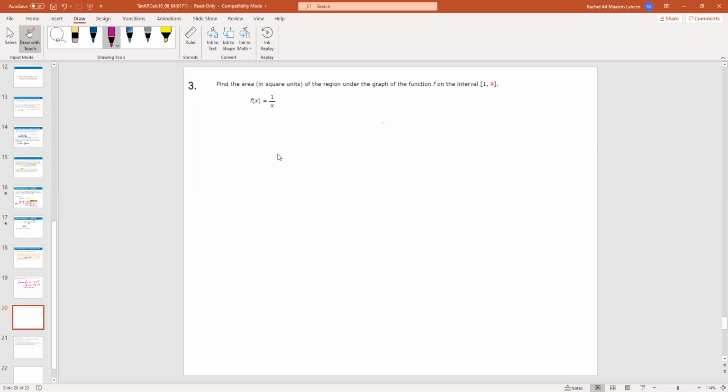All right, find the area in square units of the region under the curve. So similarly, we're going to do 1 over x dx. So keep in mind, this is the important part. This is an important note. If you have 1 over x and you find the antiderivative, you're going to do the natural log of x. So you're not using the power rule.